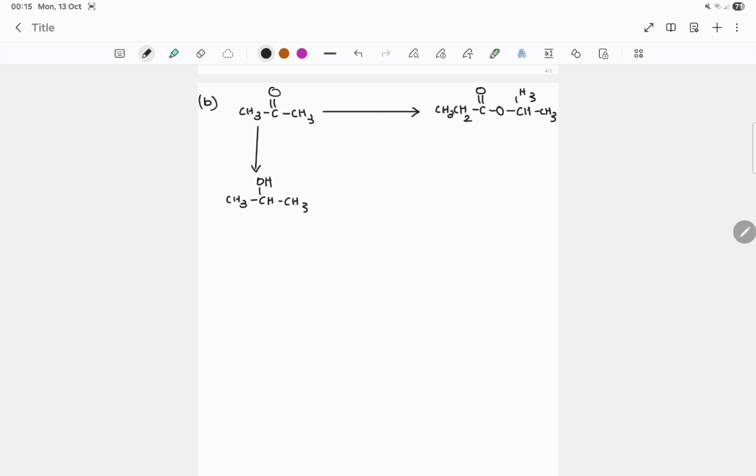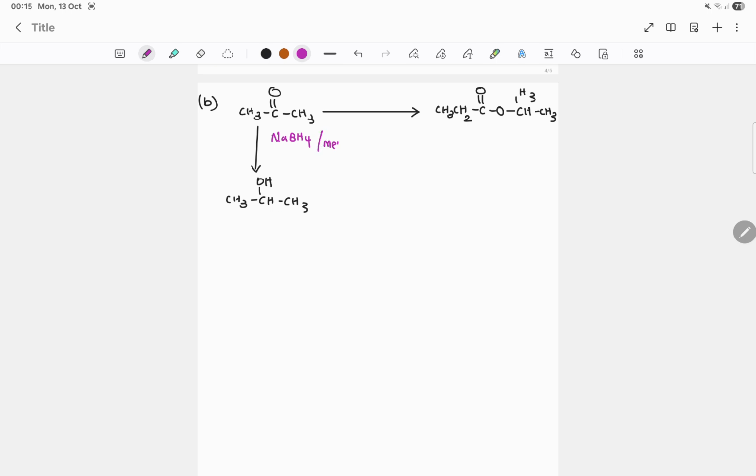Now students, first in this step you have to add NaBH4. We need to reduce. What are the two reducing agents we know? NaBH4 and LiAlH4. So here I am using NaBH4. Then I get this compound.